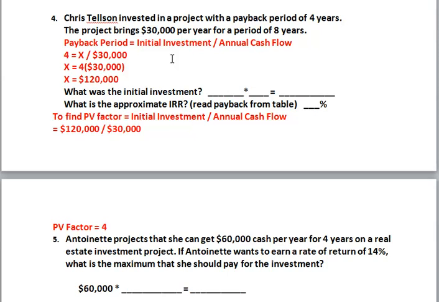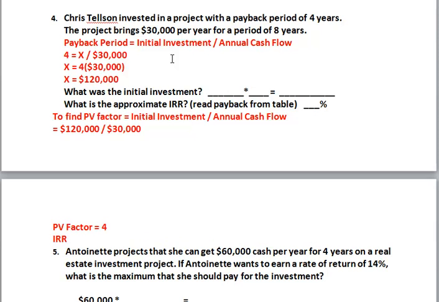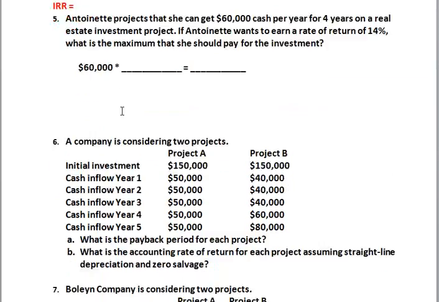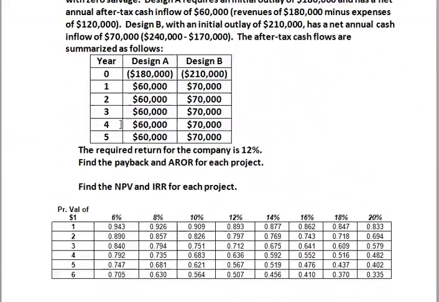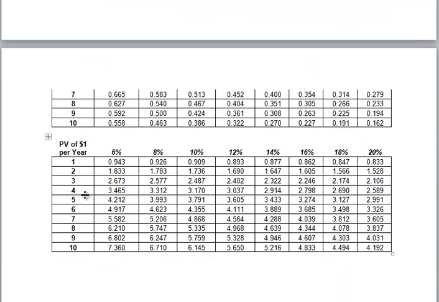So to find the internal rate of return, you then go look the present value factor up on your table. So if we have a payback period of 4 years, and it's every year, so that means it's an annuity. So if you come down here and look at your annuity table, it's for 4 years.